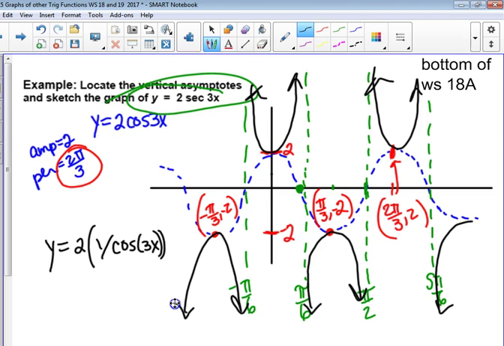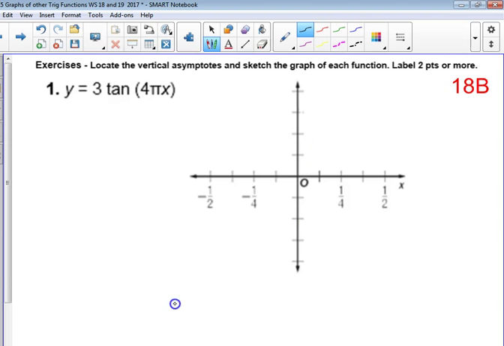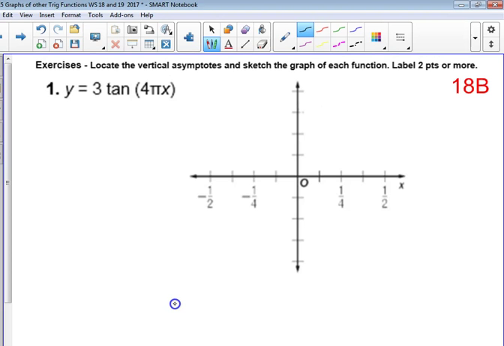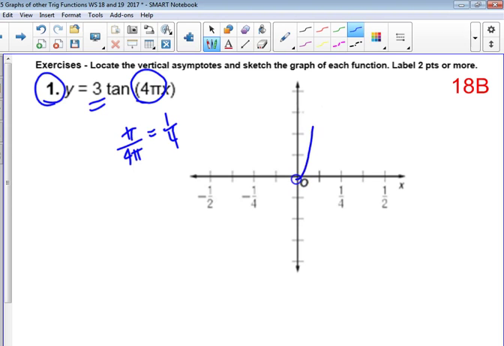Okay, I know I don't have a lot of time. Do you want to pick one more? I'd like to do 2, but what do you want to try? I'm going to fly through this in 30 seconds. This number 1 on the back of 18b, this 3 just stretches it faster, so it really does nothing. But what does this do? What's the normal period for this? So pi divided by 4 pi becomes 1/4. So tangent looks like this, and it finishes the whole thing by 1/4.